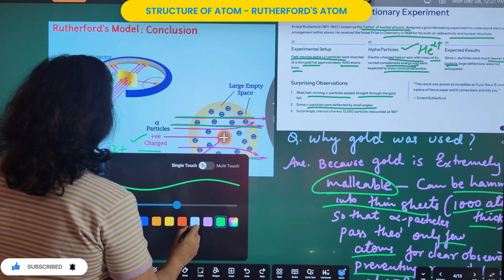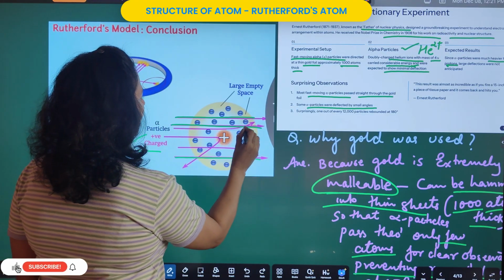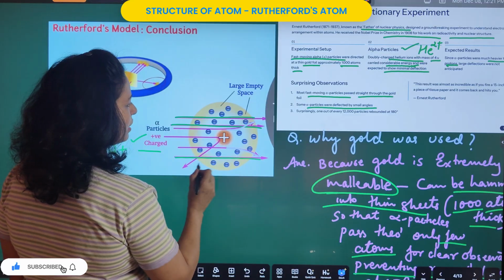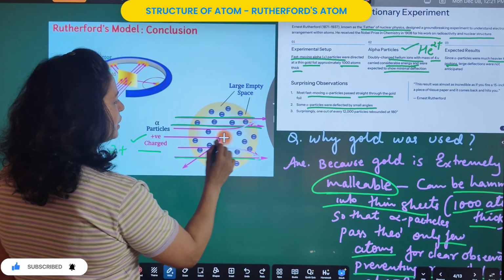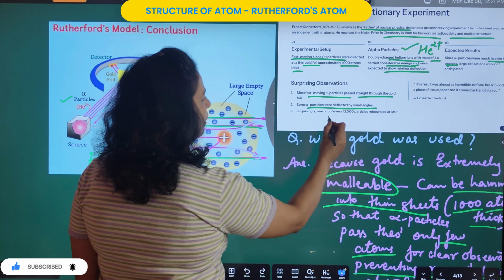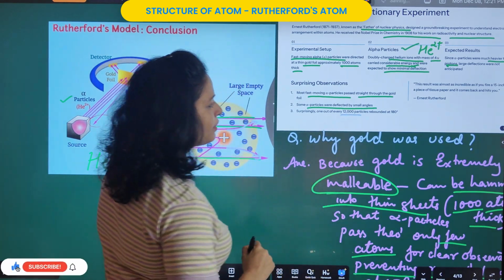See here, some are deflected by a small angle here, some are deflected by a small angle here, right? So some are deflected with smaller angles, and out of every 12,000 particles, one rebounds.